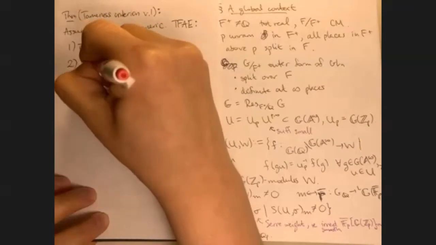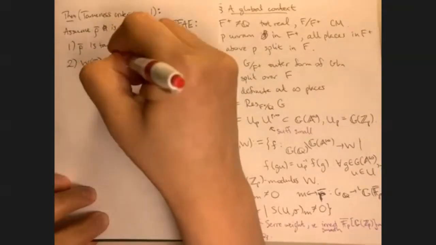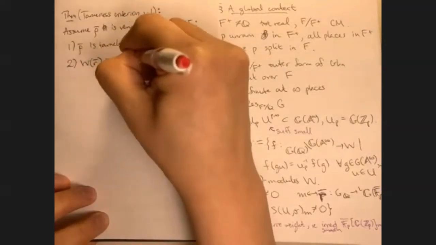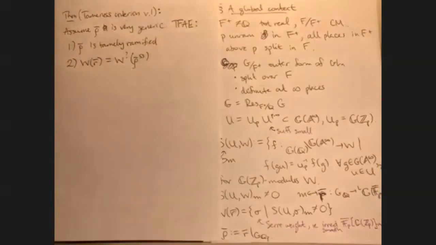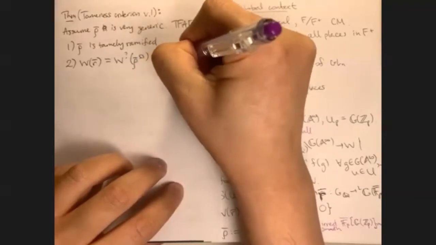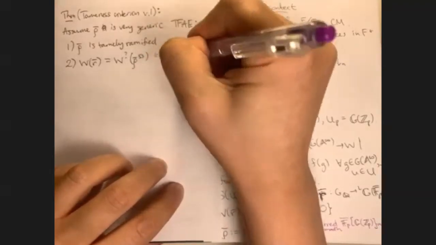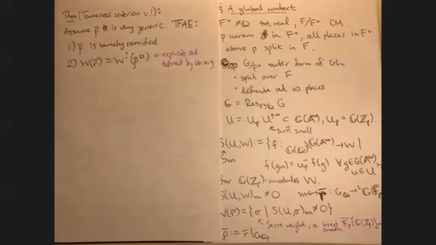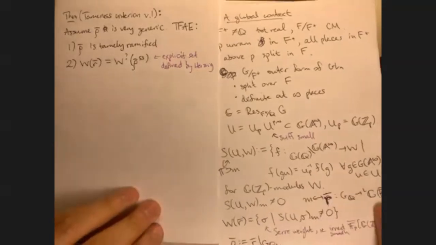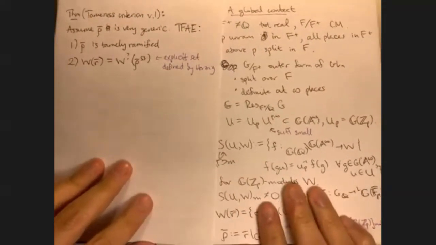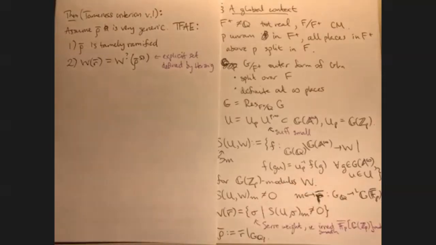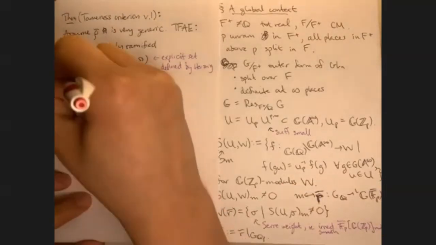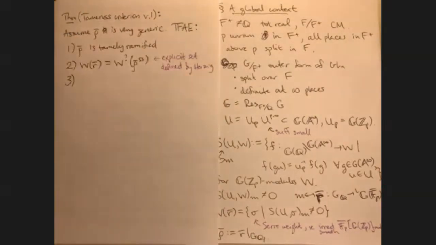The next thing is that this weight set is equal to a certain set predicted by Florian Herzig. This is some explicit set defined by Herzig. It's defined combinatorially, and it'll come back in a moment. We'll see it again, but for the moment, don't worry about it.